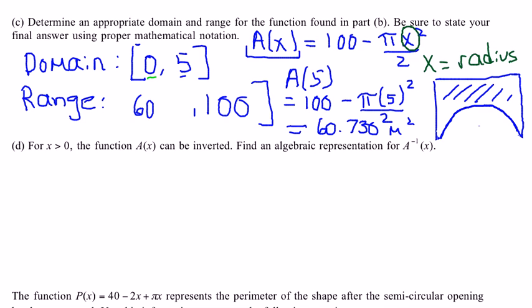Yeah, so I put it here, 60.730. So those are our domain and range: domain from 0 to 5, using proper mathematical notation, interval notation, and range from 60.730 to 100, including both endpoints.